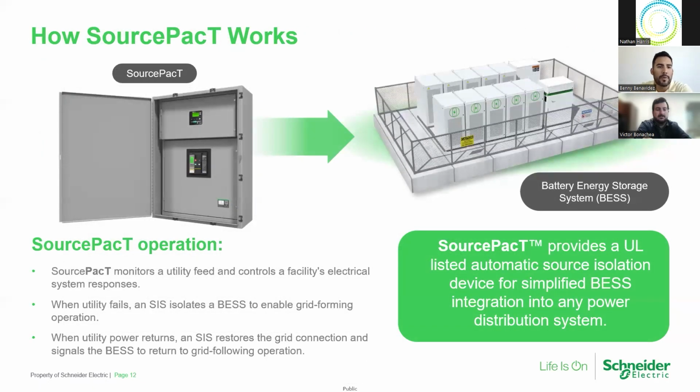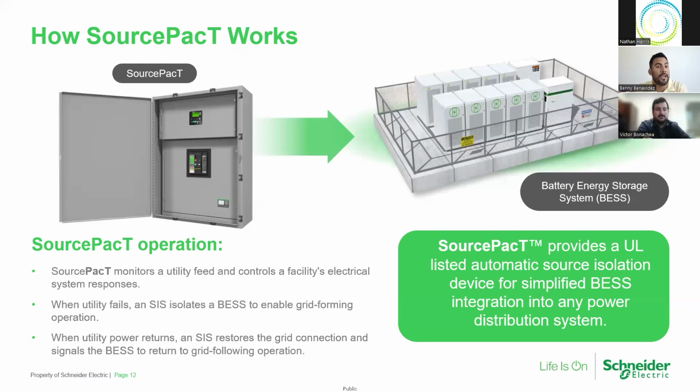So how SourcePack works: SourcePack has a controller, and that controller monitors voltage and frequency. It has a motorized breaker. When SourcePack detects that the utility feed is no longer available, it will isolate or open that motorized breaker and essentially isolate a portion of the electric facility, that panel board where your energy storage and critical loads are connected to. And it will send a signal to that battery inverter system through a C-form contact, much like a transfer switch, telling it, hey, we're safely isolated.